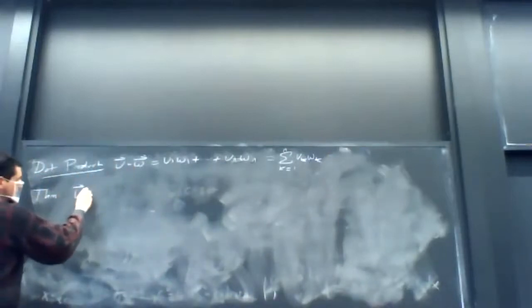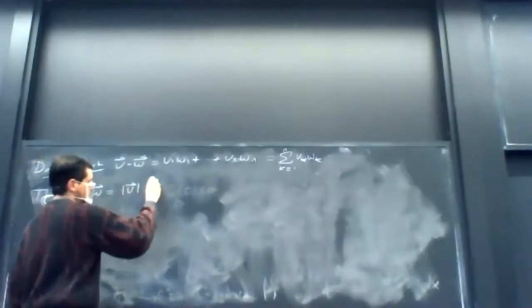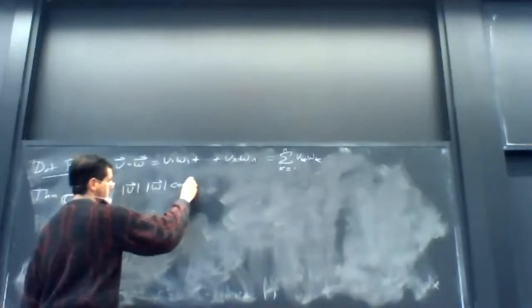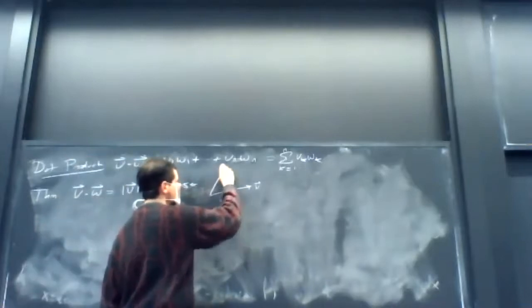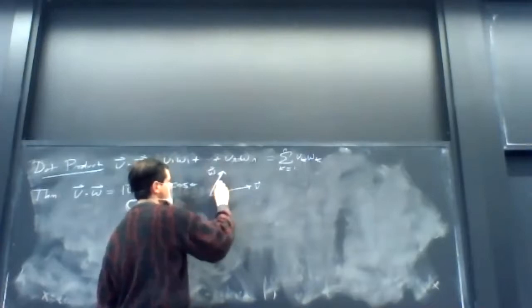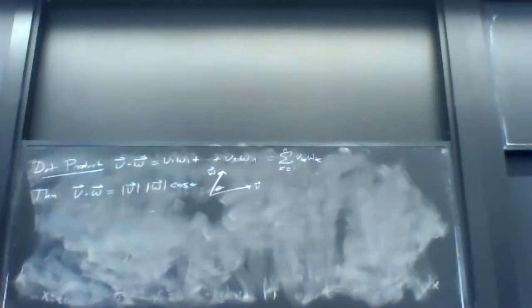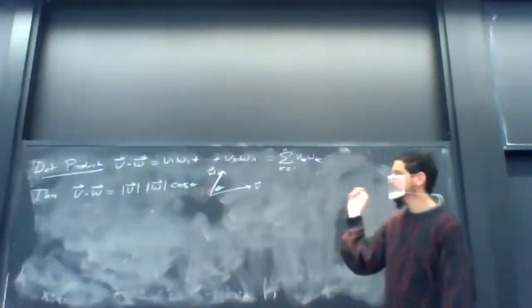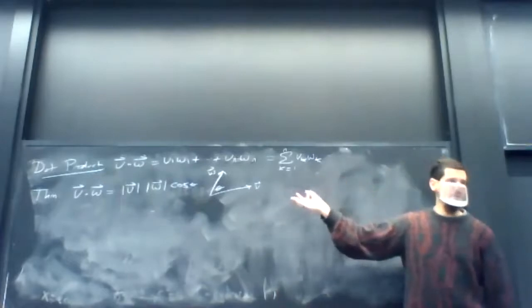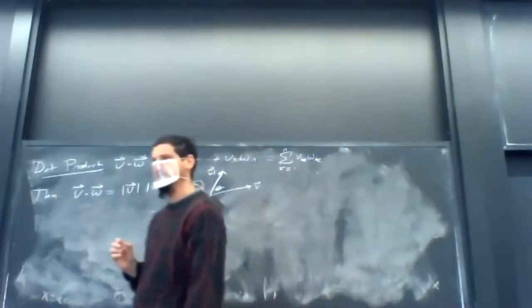is that V dot W is the length of V, times the length of W, times the cosine of theta. And here's V, here's W, here's the angle between them. If I wanted to truly cover the blackboard in chalk, I could call this theta sub VW to highlight that this angle depends on V and W.